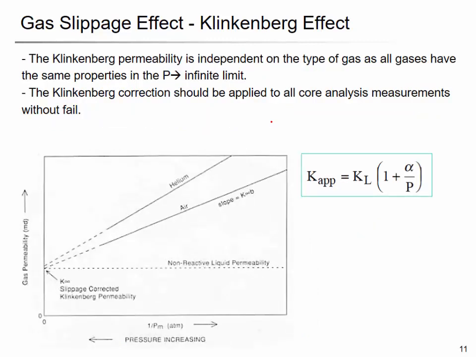So the Klinkenberg effect is independent of the type of gas, as all gases have the same property when the pressure approaches infinity. You can see that for helium, you have a different alpha, and for air, you have a different alpha. But at the intersection with the axis, they converge to one same value. So K_L should be corrected for all gases, and it doesn't matter whether you use helium or hydrogen or air or nitrogen when you measure the permeability.